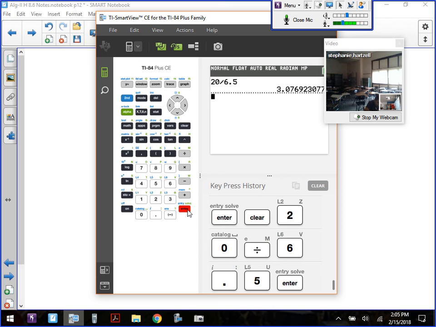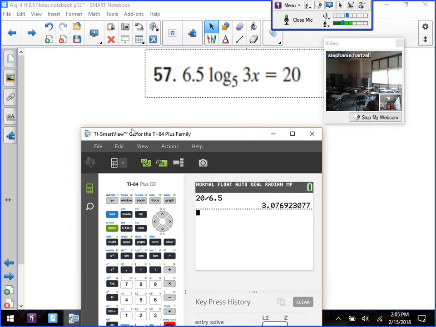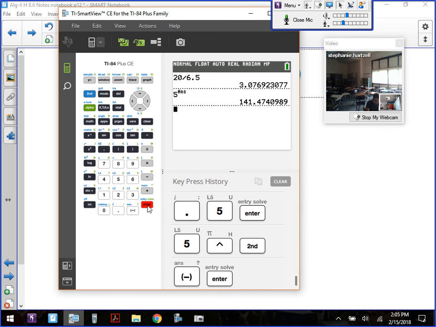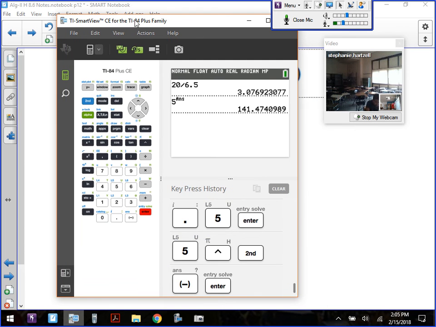Okay. I'm gonna leave it as my decimal because the calculator will do it. So now I have this equals the log base 5 of 3x. So I have to 5 this. Okay? So I hit 5 to the answer. Gives me that. Now that should equal 3x.